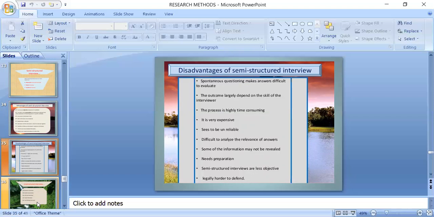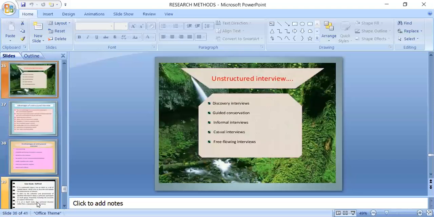It needs a lot of preparation in a semi-structured interview. It is very difficult to defend legally.